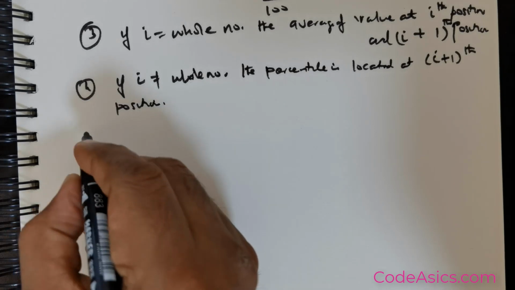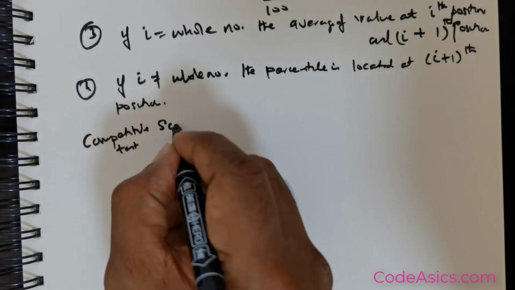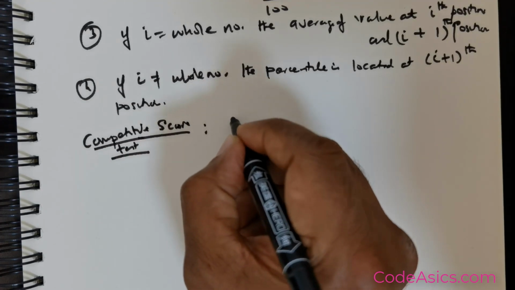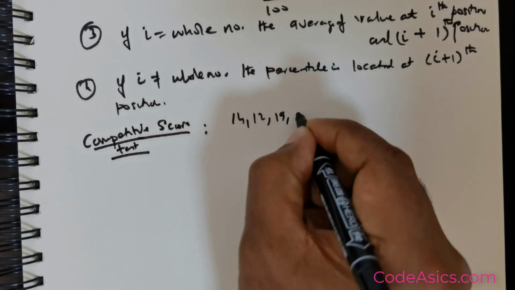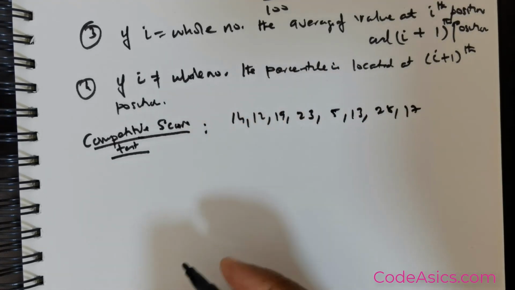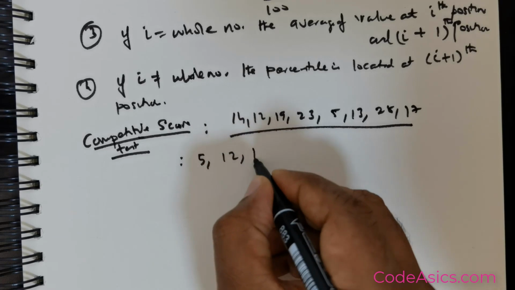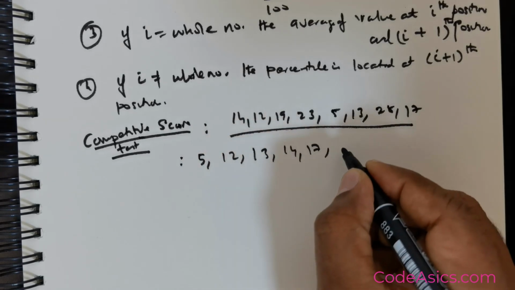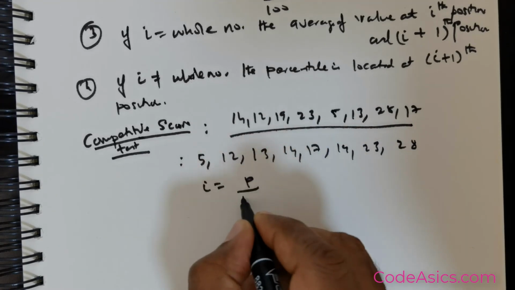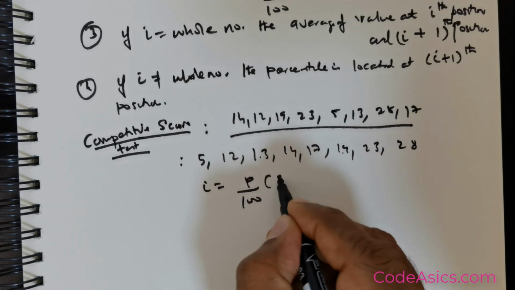So having given you that, let me go up and give an illustration. This is the score of students in a competitive exam, competitive test score, and we've been given 14, 12, 19, 23, 5, 13, 28, 17. What we need to do is arrange them in ascending order. So what is the smallest score? 5, next comes 12, 13, 14, 17, 19, 23 and 28. So what is the formula? i is equal to P over 100 times n. Counting the data: 1, 2, 3, 4, 5, 6, 7, 8.